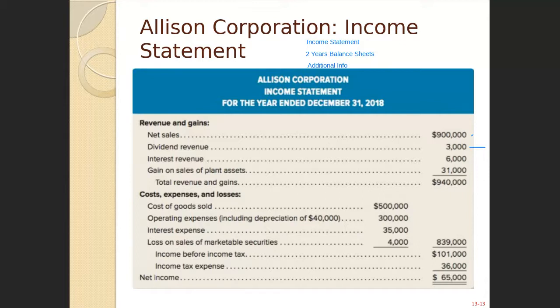So that additional information section is very important, and typically it will guide you through your preparation of the statement of cash flows. Now we know so far we were again in the operating section and we unaccrued the net sales figure.